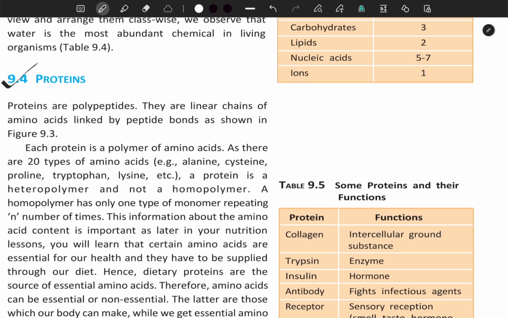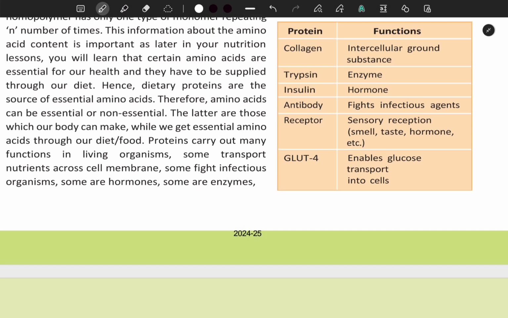This information about the amino acid content is important as later in your nutrition lessons you will learn that certain amino acids are essential for our health and they have to be supplied through our diet. Hence, dietary proteins are the sources of essential amino acids. Therefore, amino acids can be essential or non-essential. The latter are those which our body can make, while we get essential amino acids through our diet or food.